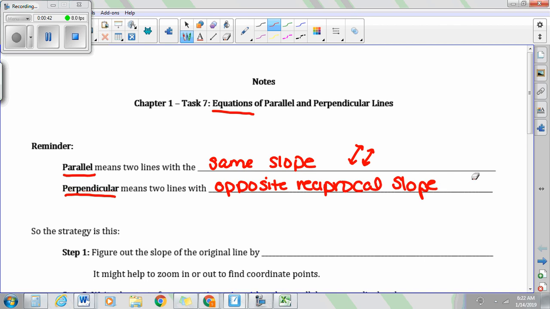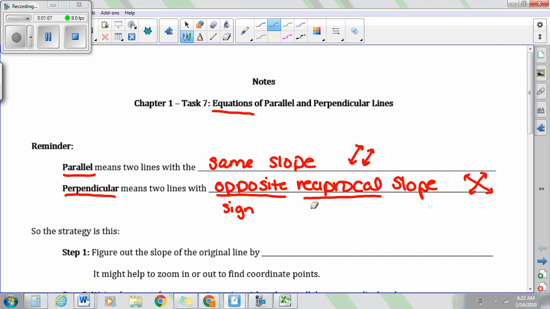And perpendicular lines make a 90-degree angle, so they might look something like this, where they meet at a perfect 90-degree angle. Now, by opposite, we mean opposite sign. And that might be helpful to write down in your notes, so positive and negative, right? If the original is positive, the perpendicular slope will be negative, and vice versa.